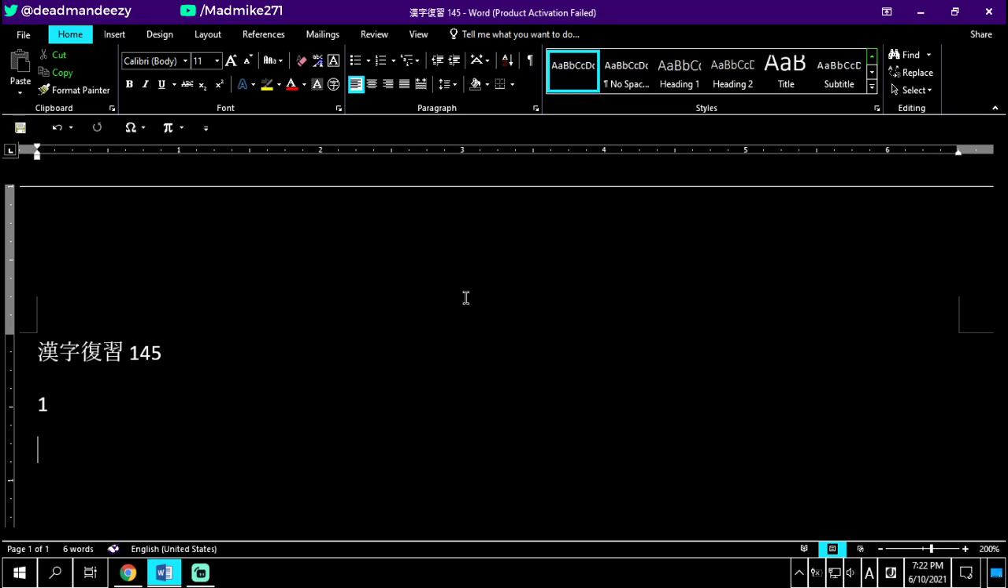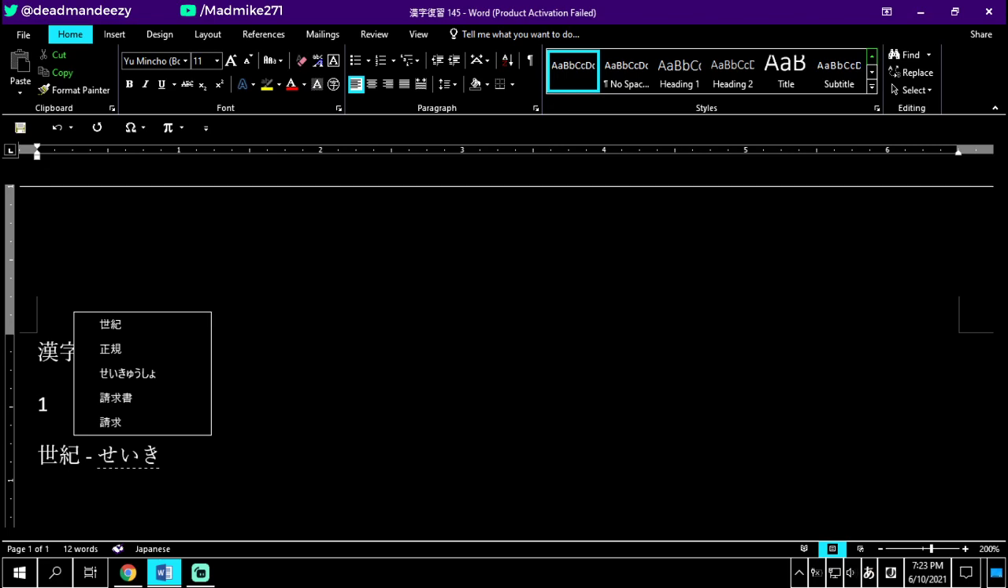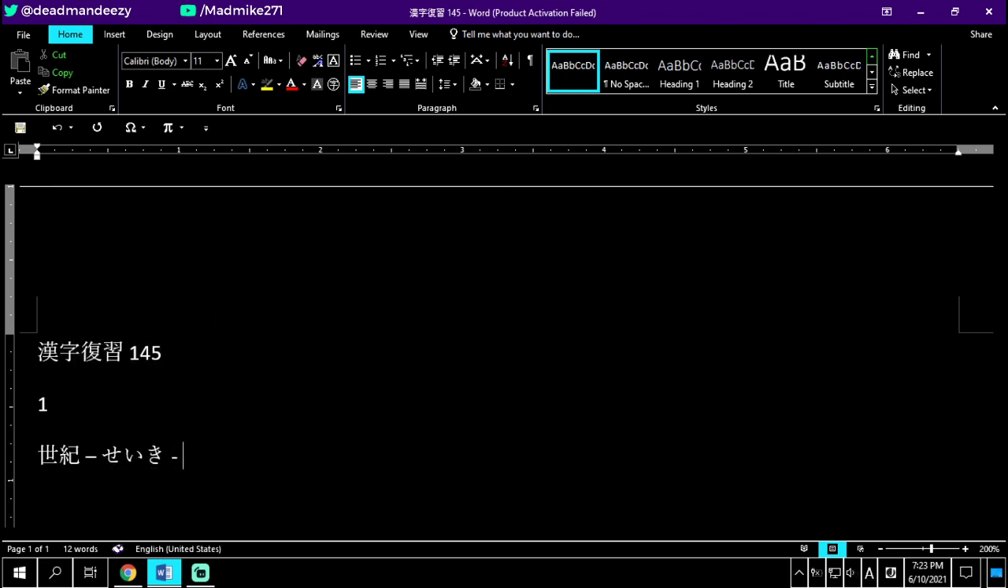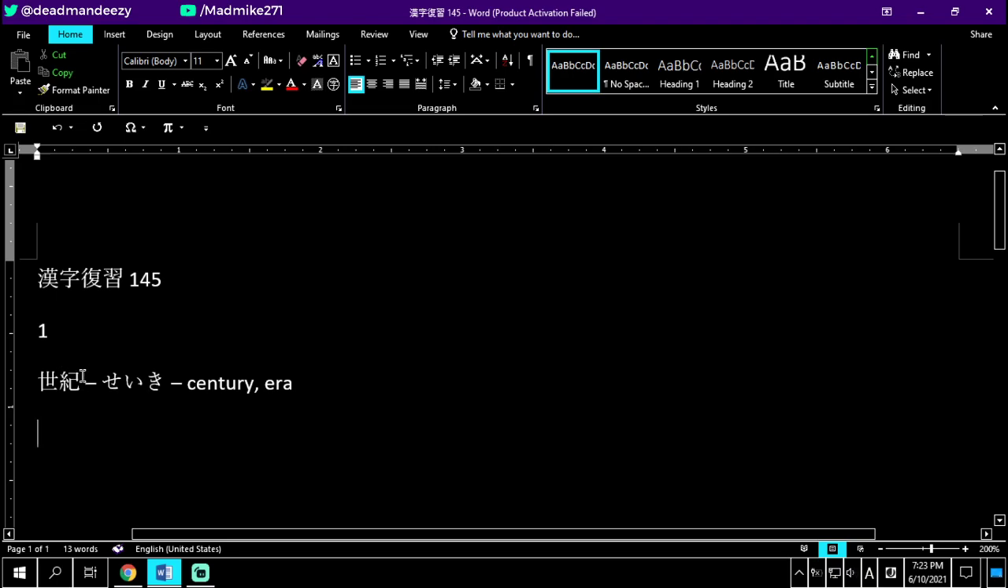First on the list is Seiki. Seiki desu. Seiki. That's not it. That's a different Seiki. We want Seiki. There it is. This is Seiki. And Seiki is a century or an era. New kanji in this one is on the right side.